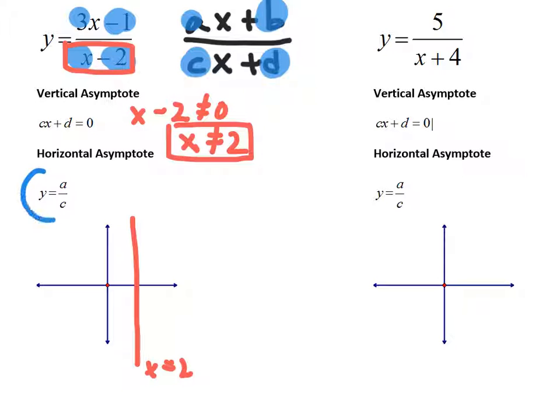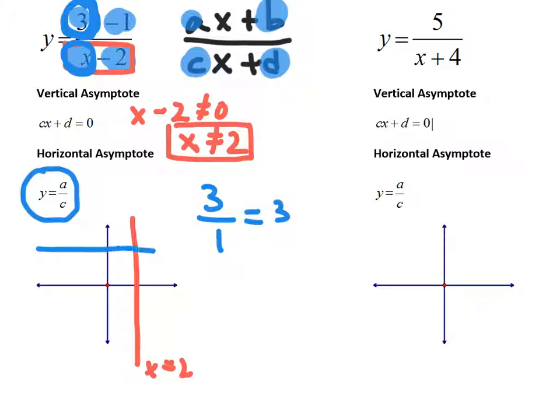horizontal asymptote is basically the ratio of the a to the c. Now in our case, the a value was a 3, and what I'm talking about is right here. There's our a value of 3, over our c value, which is here, which is a 1. And so that would mean that this line would exist here, and it's y equals 3. So our graph would have to exist bounded by that red and that blue line.